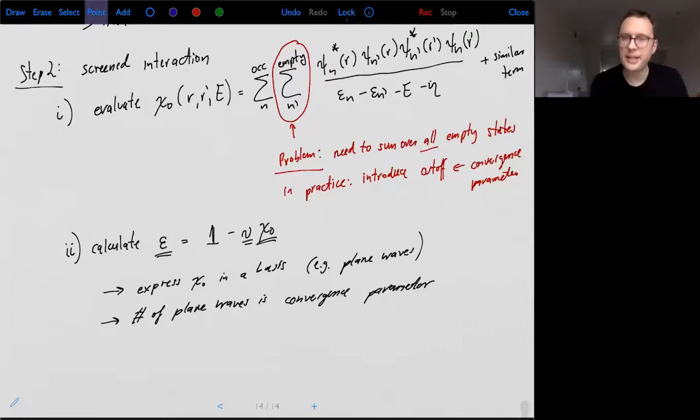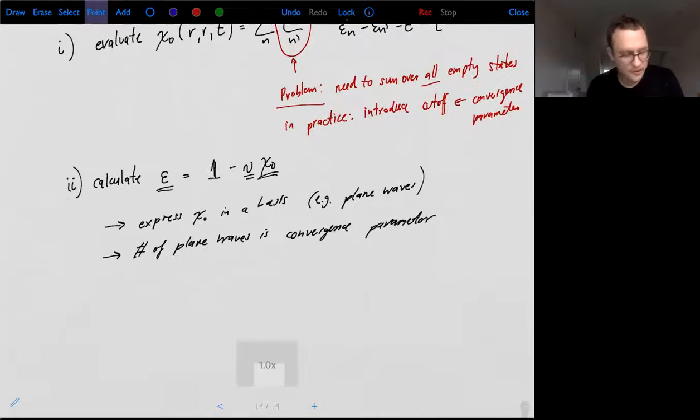And unfortunately, it so happens that these two convergence parameters are actually not independent of each other. So you can't just keep one fixed and then converge the other one. You need to converge them both at the same time. And that makes convergence of these calculations a relatively tricky business. And sometimes you can get sort of false convergence, which is, of course, undesirable.